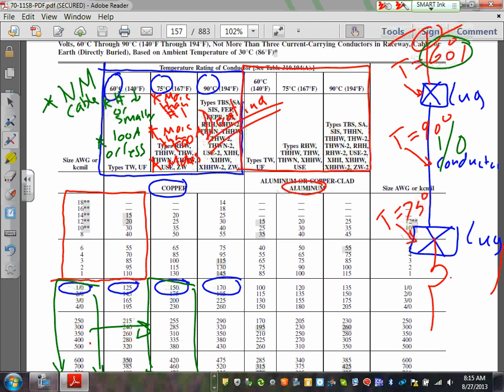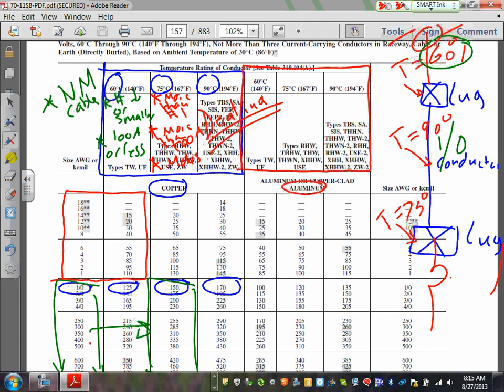One more time before I leave. If you have no idea what the lugs are, your default is number 1 or smaller, 60 degree. 100 amp or less, 60 degree. NM cable, 60 degree. If your conductor is larger than number 1, your default is 75. If your equipment is more than 100 amps, your default is 75. If you are feeding motors, branch circuits or feeders for branch circuits for motors, your default is 75.